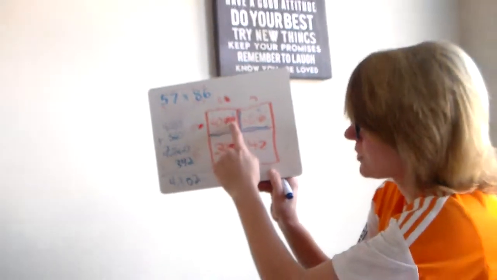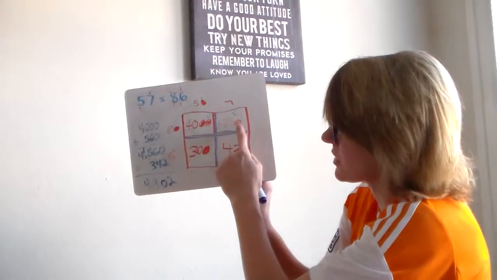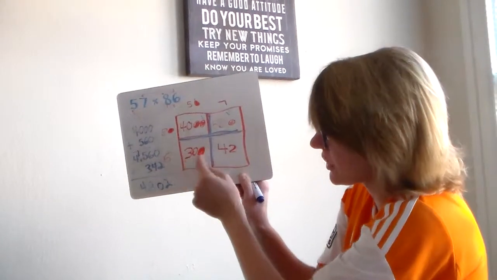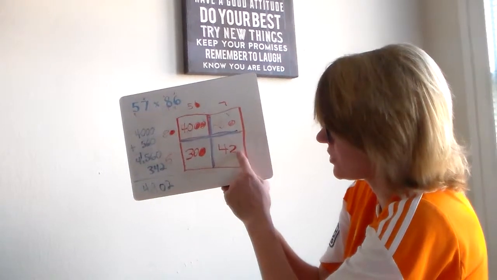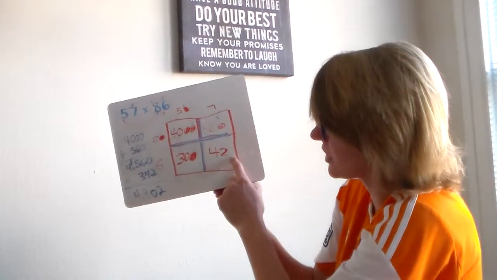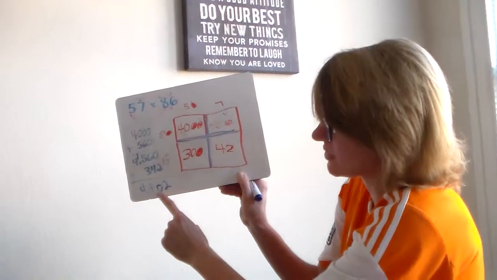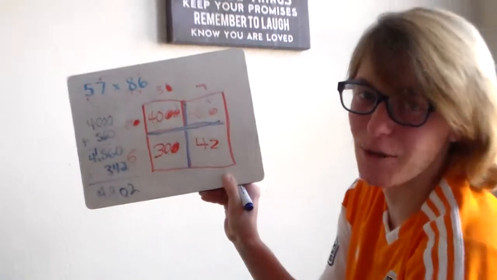I can go back and make sure I got it. 8 times 5 is 40, 2 extra zeros. 8 times 7 is 56, 1 zero. 6 times 5 is 30 with an extra 0. 6 times 7 is 42. These are both ones, so there's no 0 needed. The total product is 4,902. And that's the partial product method.